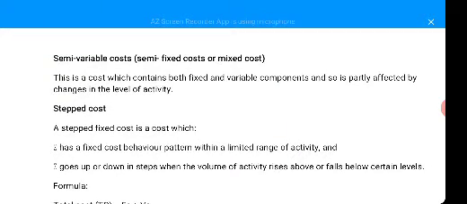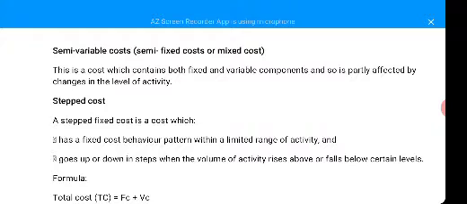Now, what is semi-variable cost, or call it semi-fixed cost or mixed cost? This is the challenging aspect of cost accounting or management information. Our next topic is cost separation. The major challenge is how to separate a semi-variable cost. There are some costs that are neither fixed nor variable. That means they have both elements inside it. They have a fixed element and a variable element inside the cost. Such a cost is called a semi-variable cost.